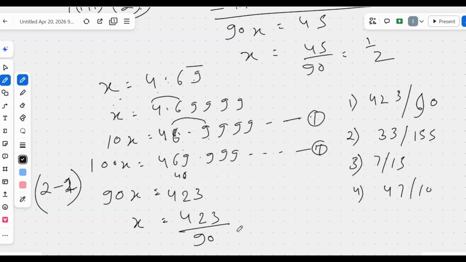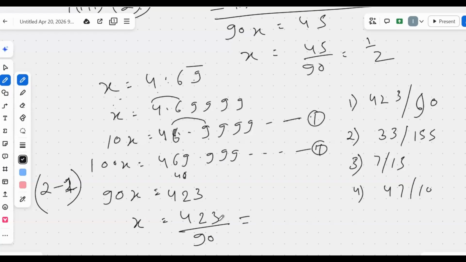You can simplify it. Is it simplifiable? Tell me. Miss, when you simplify, it becomes 47 by 10. Can you repeat once again? 47 by 10. It will actually be 47 by 100. Why so? No, it will be 47 by 10. You are dividing this whole equation by 9, right?